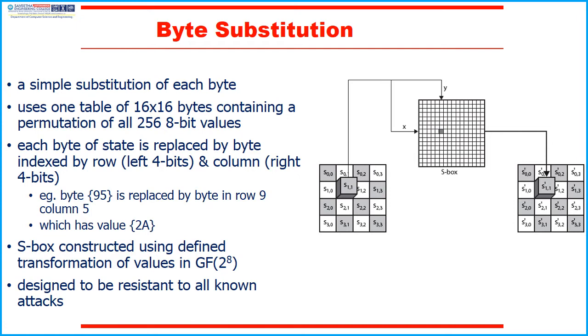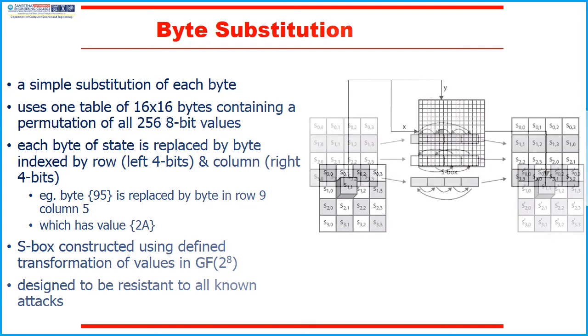The S-box is constructed using a defined transformation of values. This diagram shows that byte substitution operates on each byte of state independently, with the input byte used to index a row and column in the table to retrieve the substituted values.